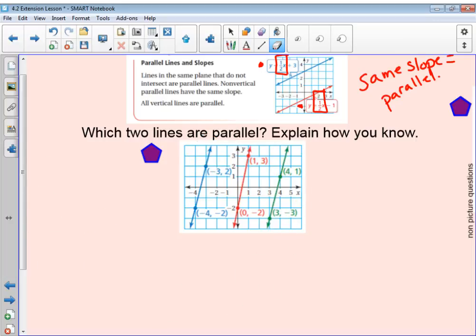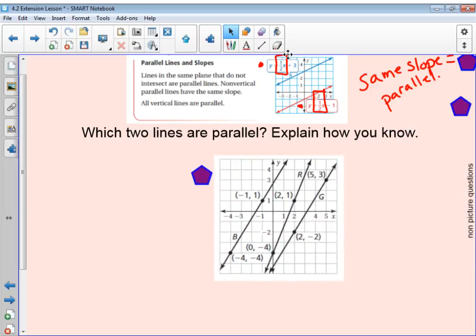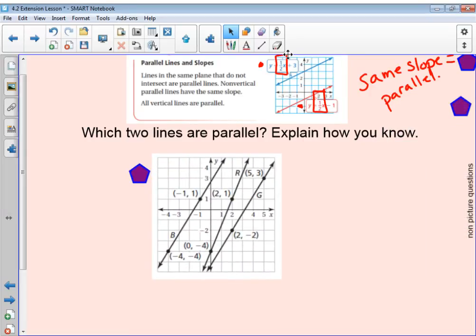All right, so let's go ahead and try another picture one. Okay, so I know sometimes they're kind of easy to do. I still want you to go through and practice the steps. So on this one, we're going to practice those steps. I know you can tell for sure R and G are not parallel because if they were to continue, they would intersect eventually. But we're going to go ahead and check our slope on each one.